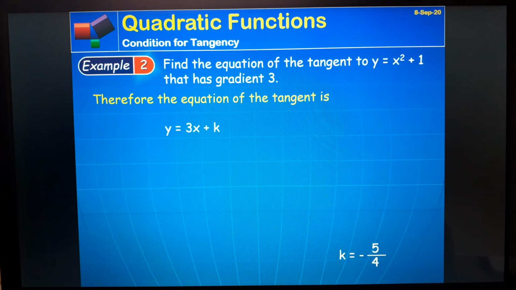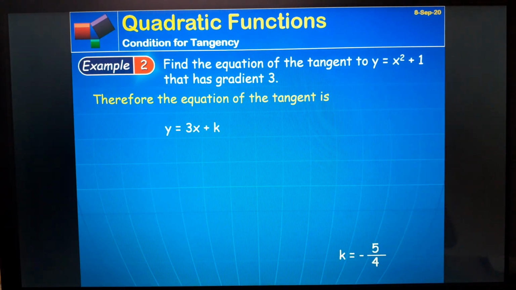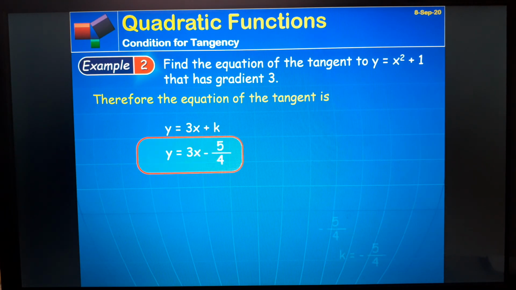So the equation of the tangent is, we knew it was y equals 3x plus something because we were told the gradient is 3. We've now worked out that the k value is negative 5 over 4, and that goes in there, and that's our equation of the tangent to the line.